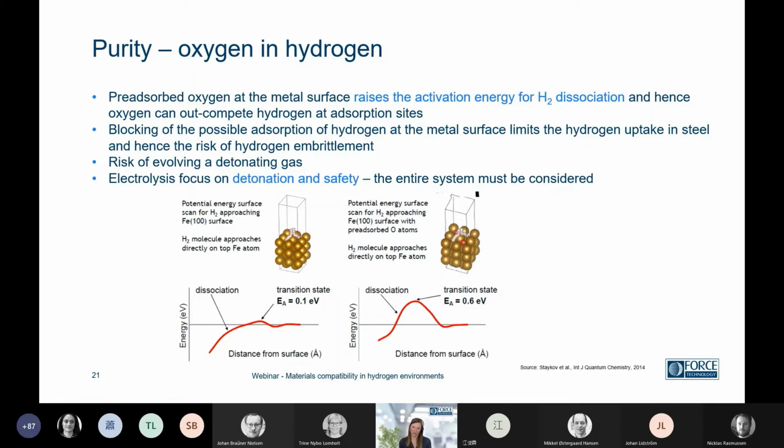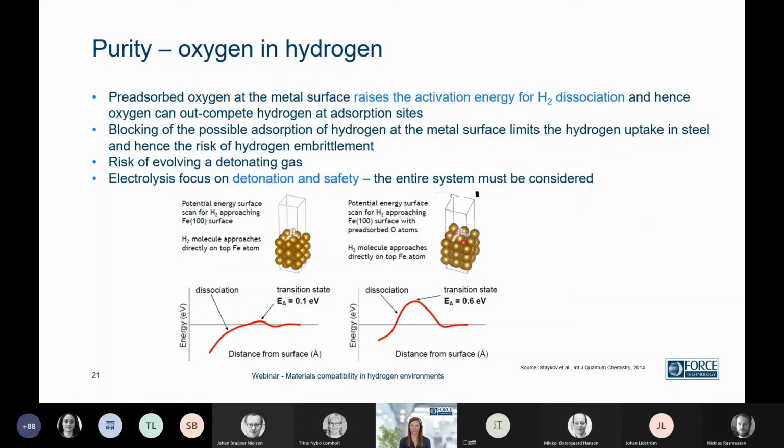So if oxygen is present, it's more difficult for hydrogen to diffuse into the lattice and actually dissociate at the surface. So it does have an effect. It raises the activation energy for hydrogen dissociation. Like you can see on the two curves, you have a higher peak here, higher activation energy. So it's more difficult for hydrogen to diffuse into the metal.